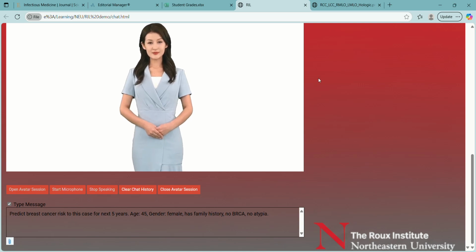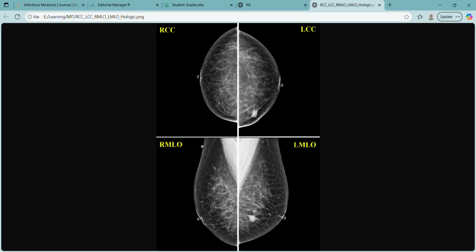Hello, I'm going to demonstrate the update of AI assistant for breast cancer detection. The first thing I'm going to do is to ask the agent to give a self-introduction real quick, and then I will use this image here containing four standard views of a mammogram.